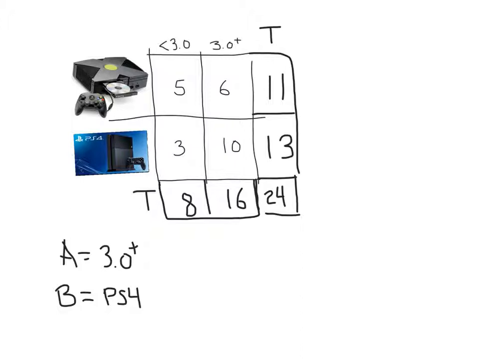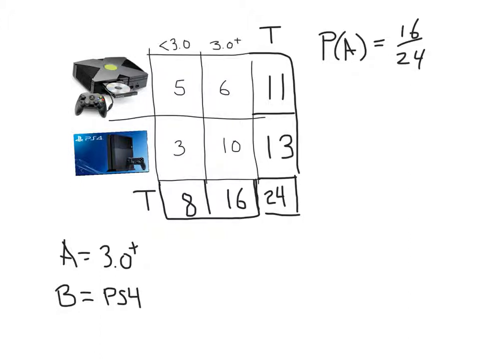So let's do the probability of event A. You pick a kid at random out of this class and say, what's your grade point average? What's the probability that they have above a 3.0? Well, there's 24 kids in the class, and 16 of them have above a 3.0. So that seems pretty straightforward, and it would be 16 out of 24.